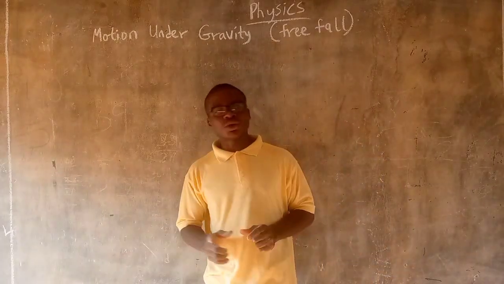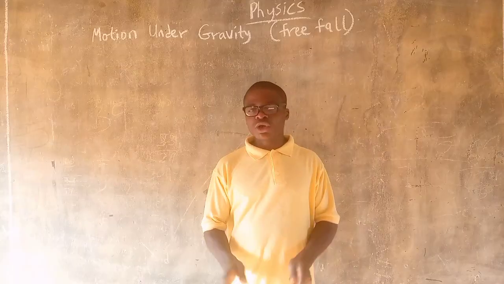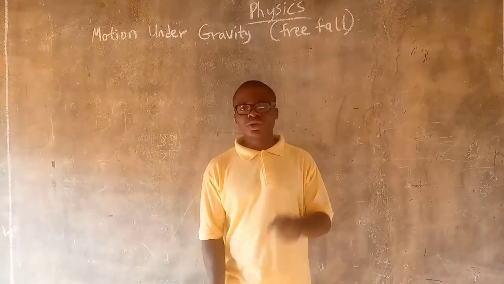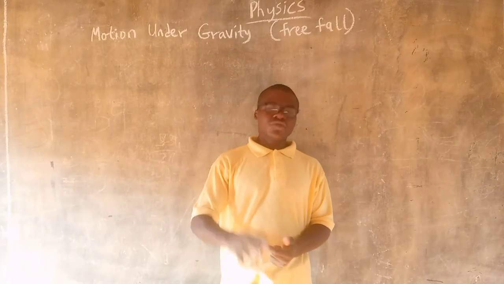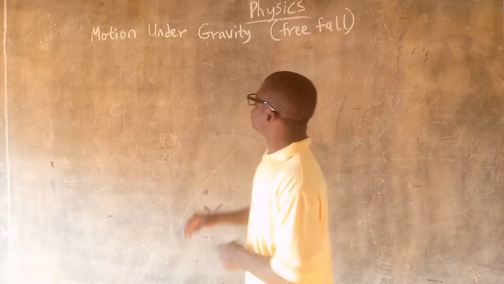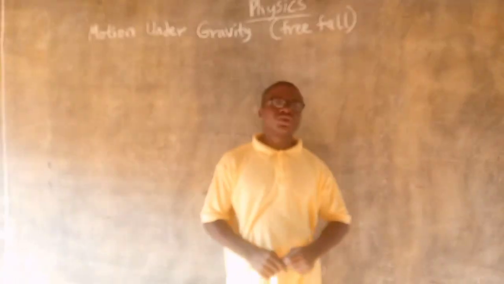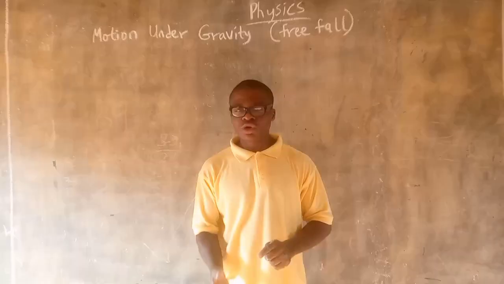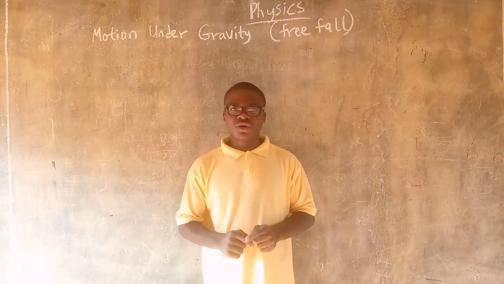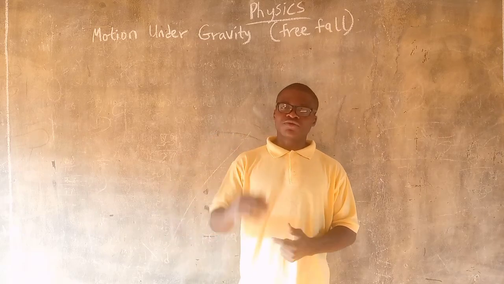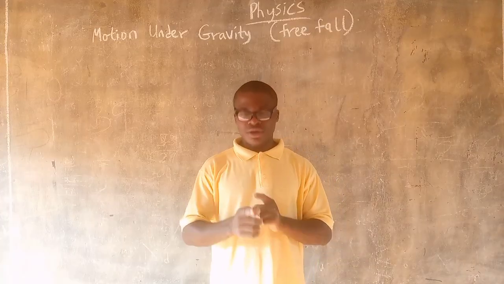What is motion under gravity? Motion under gravity is the motion of an object thrown upwards, or the motion of an object falling from a height. Why is it called motion under gravity? It is called motion under gravity because the motion of an object thrown upwards is under the influence of gravitational force. Also, the motion of an object falling from a height is under the influence of gravitational force.